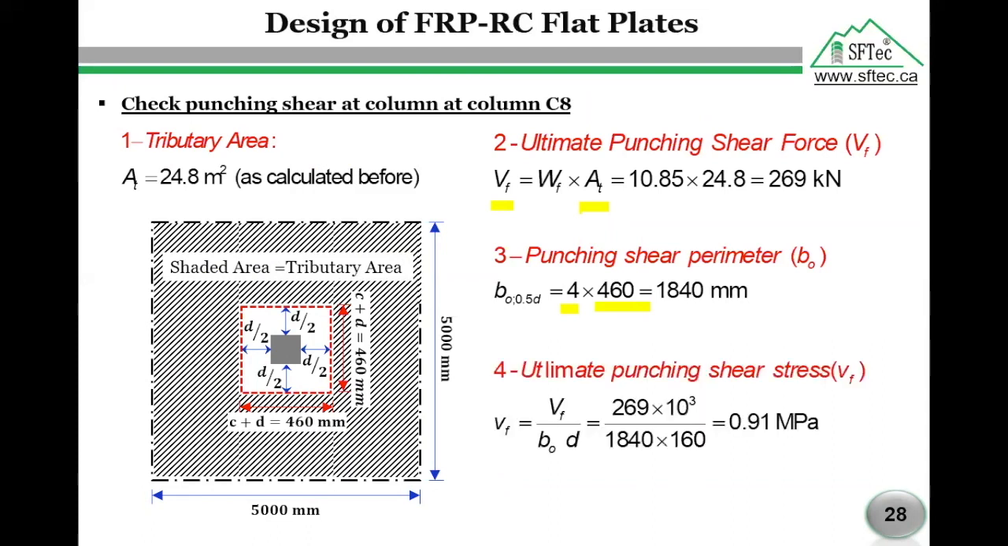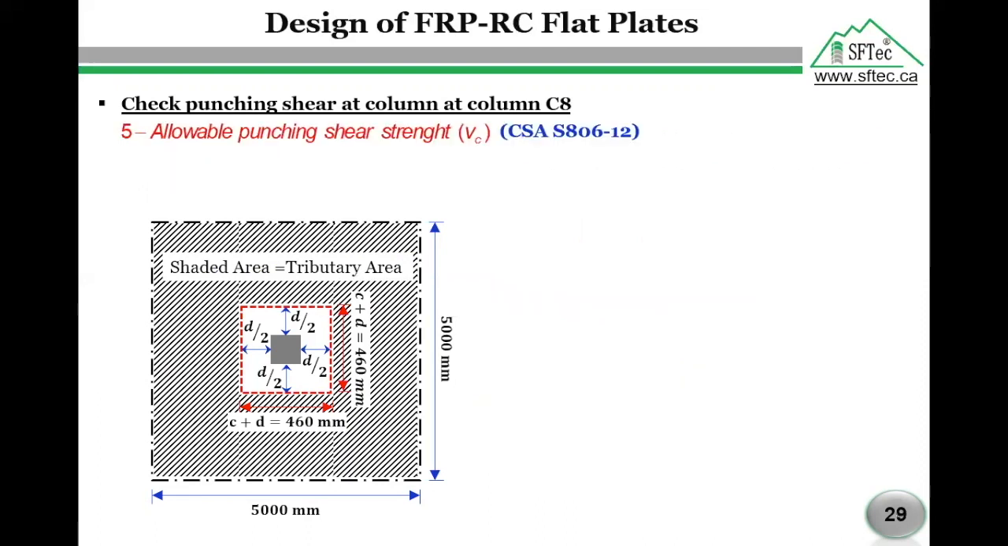The ultimate factored shear stress is simply the ultimate punching shear force over b0 by d. We have d = 160, we have b0 = 1840. So finally we have the ultimate punching shear stress of 0.91. The ultimate factored shear stress is known for us now.